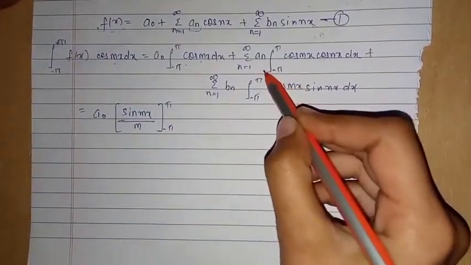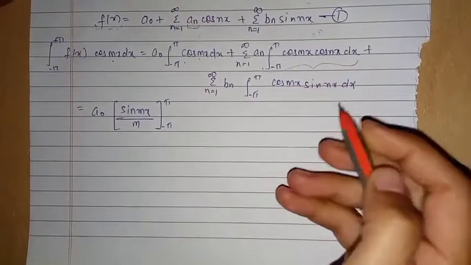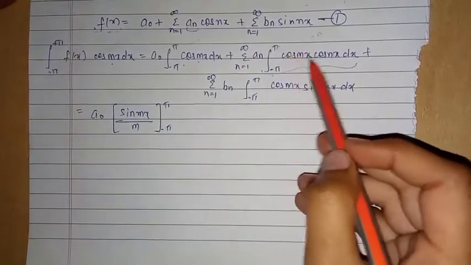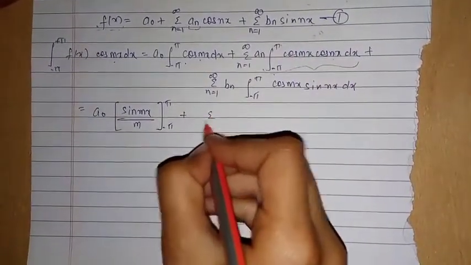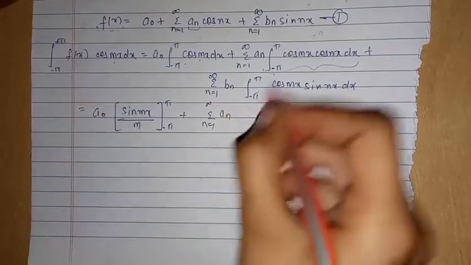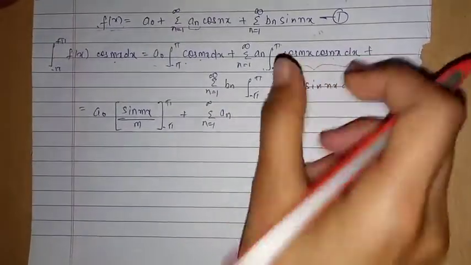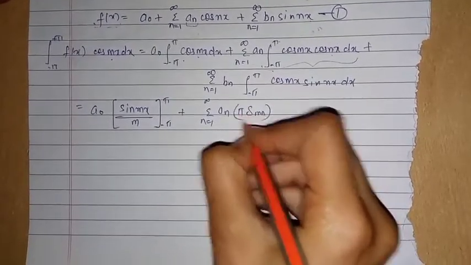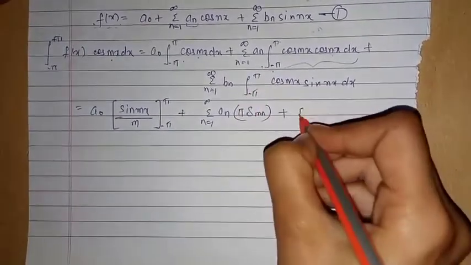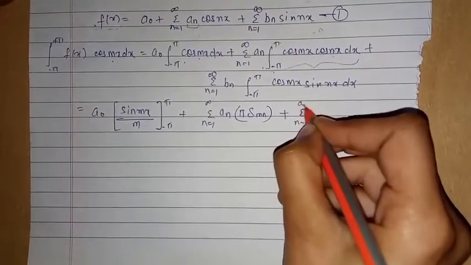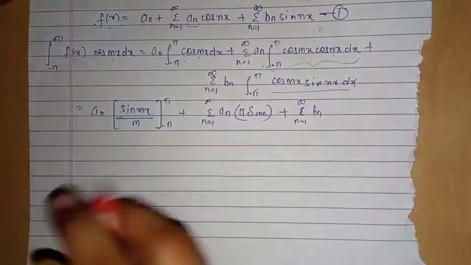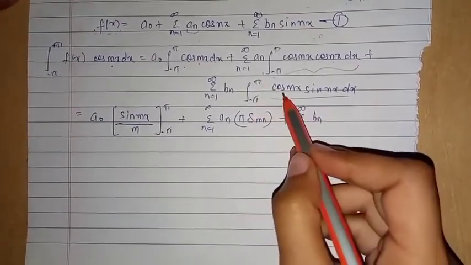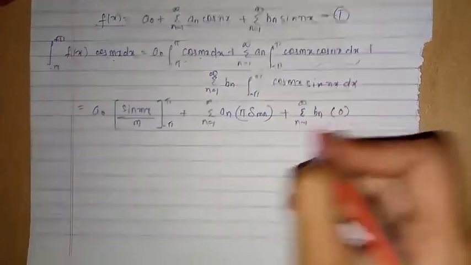For solving this integral, we will again use the orthogonal property, which states that the integration from minus pi to pi of cos mx cos nx is equal to pi delta mn, plus summation n equal to 1 to infinity bn. Here also we will use the orthogonal property, which states that the integration from minus pi to pi of cos mx sin nx is equal to 0.